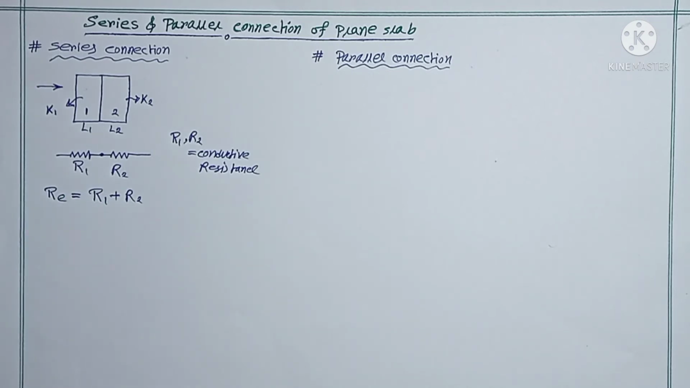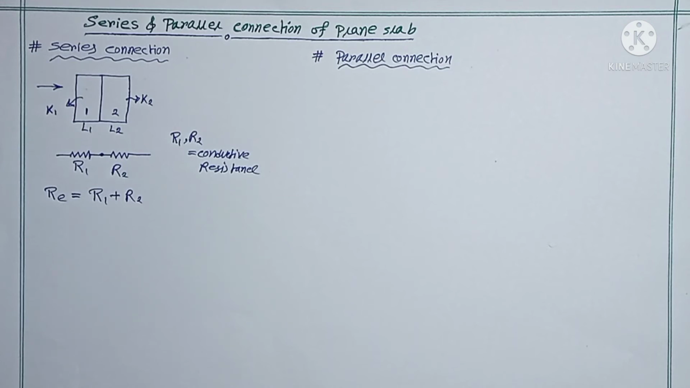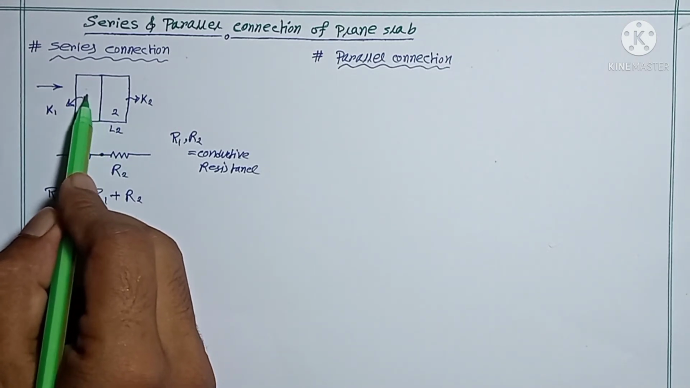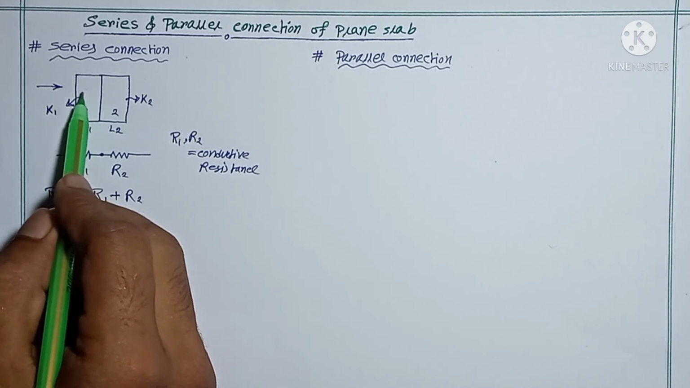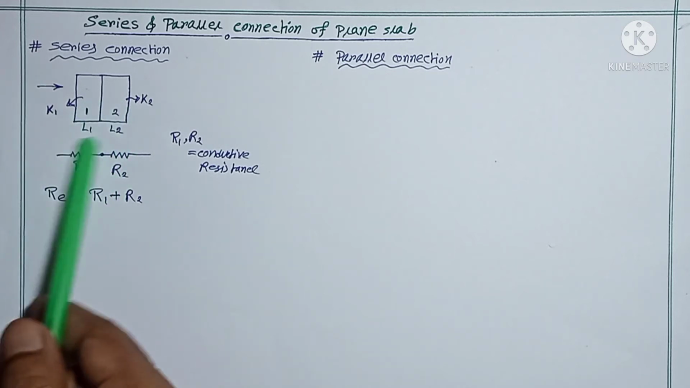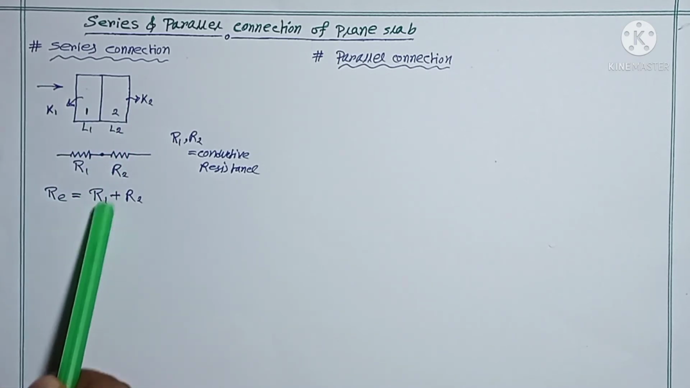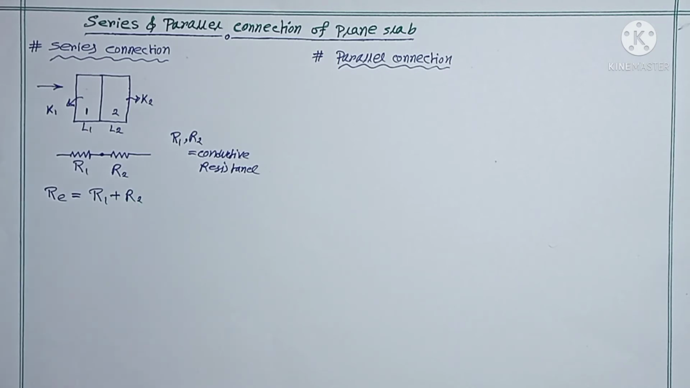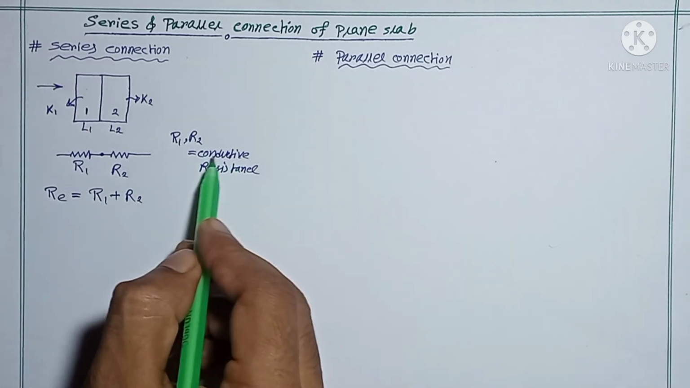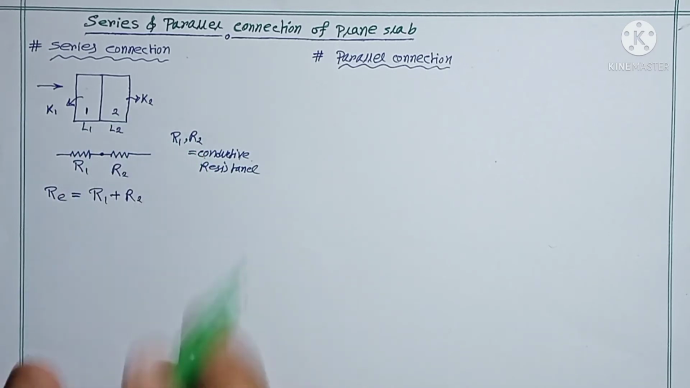I hope it is clear to you. Once again I am repeating it. In case of series, your concentration will be more, because it is one after another. First heat will be transferred from slab 1, then from slab 2, so the equivalent resistance will add up. So the equivalent resistance is equal to R1 plus R2. Here R1 and R2 are the conductive resistance for slab 1 and the conductive resistance for slab 2.